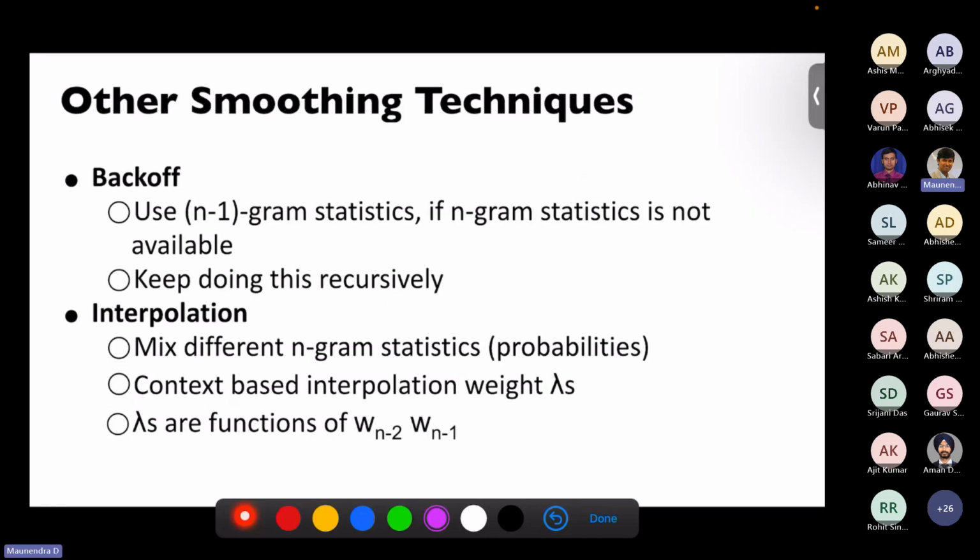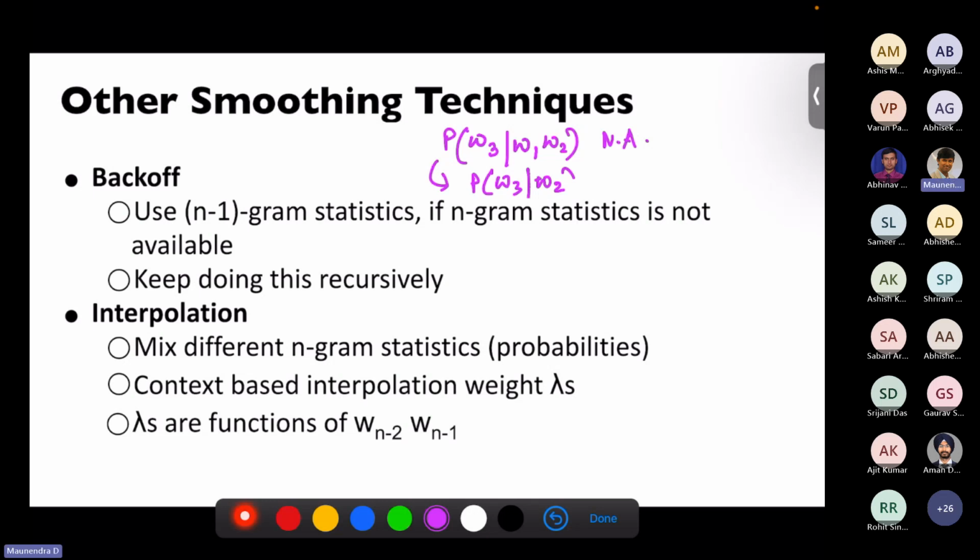Another option is back-off statistics: use n-1 gram statistics if n-gram statistics are not available. Suppose P(W3 given W1, W2) is not available. Then you estimate it by saying that my P(W3) will be the same as the bigram estimate, like this.